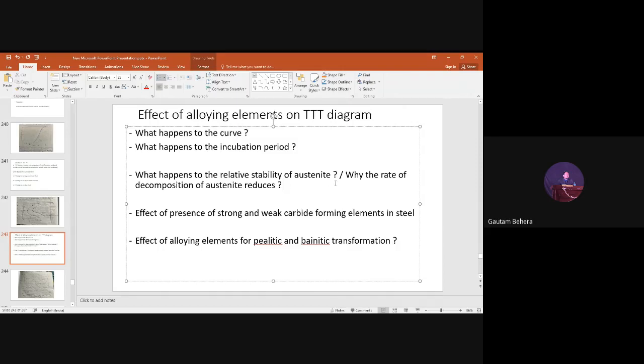This is the answer. Now the question is the effect of the presence of strong and weak carbide forming elements.